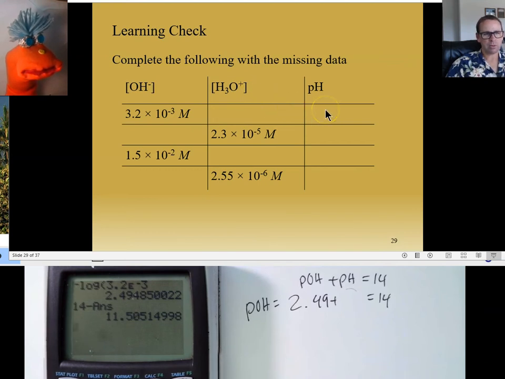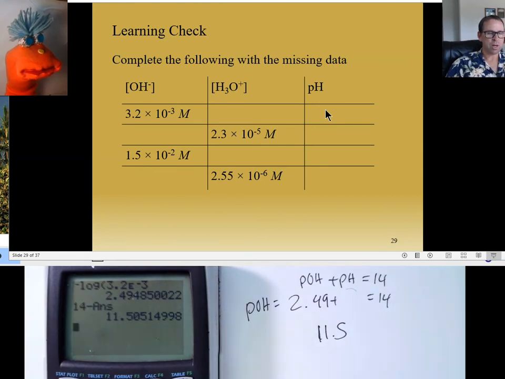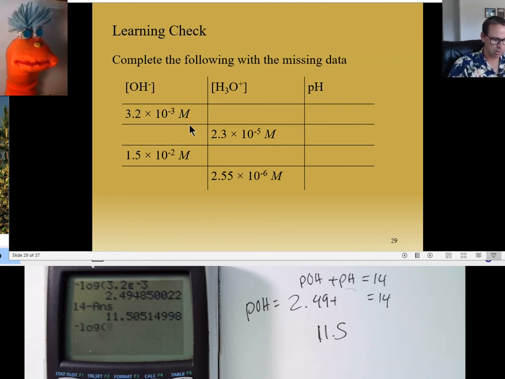Now, if I have the pH of 11.5, can you find out the hydrogen ion concentration? I know how to find the pH from the hydrogen ion concentration. How do I find the hydrogen ion concentration from the pH? That's a good question. The way you do that is, instead of doing the negative log like that, you go inverse log, 10 to the negative pH, negative 11.5.